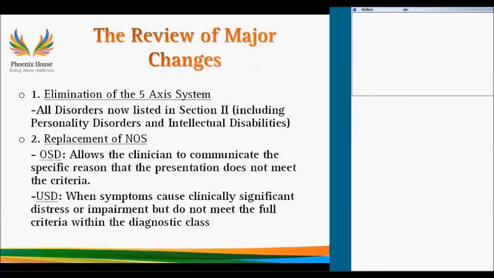The way that it's diagnosed is slightly different. In other words, it's not just based on IQ score alone, it's based on social impairment as well. So that's some slight changes, but that's really more indicative of the childhood disorders. So there's no more 5-axis system. I think I've made it pretty clear the replacement of the NOS. The other specified, allowing the clinician to communicate the specific reason that the presentation does not meet the criteria. And then the unspecified, when the symptoms cause clinically significant distress but do not meet the full criteria.